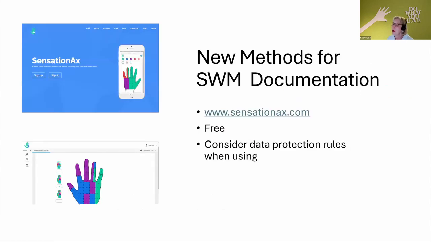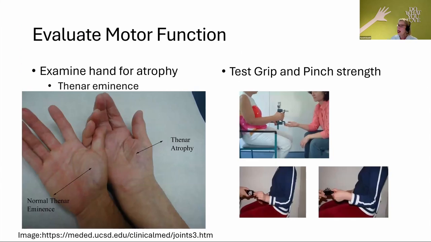I would like to make you aware that there are some new methods out there for Weinstein monofilament documentation. Sensation X is a free app online. You can use it to document. You still have to have the tool, though, to do the test. Okay. The next thing we'll look at for her is some motor function. We're going to examine her hands more thoroughly for atrophy, and we're also going to test her grip and pinch strength.